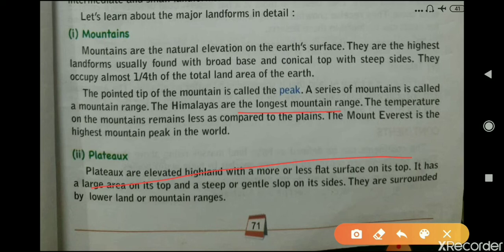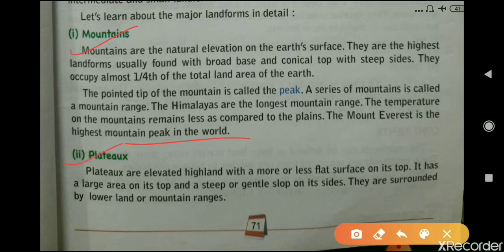The temperature on the mountains remains less as compared to the plains. जो टेम्परेचर होता है वहाँ माउंटेन्स में वो काफ़ी कम होता है एज़ कम्पेयर टू द प्लेन्स. प्लेन्स में टेम्परेचर ज़्यादा होता है तभी यहाँ ज़्यादा गर्मी होती है, और माउंटेन्स में टेम्परेचर कम होता है और वहाँ पे थोड़ा ठंडा रहता है मौसम. द माउंट एवरेस्ट इज़ द हाइएस्ट माउंटेन पीक इन द वर्ल्ड. और जो माउंट एवरेस्ट की जो पीक है वो सबसे हाइएस्ट माउंटेन पीक है इन द वर्ल्ड. Okay, so these are about mountains.